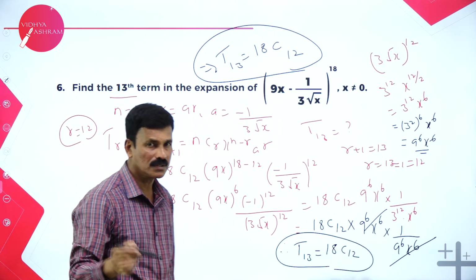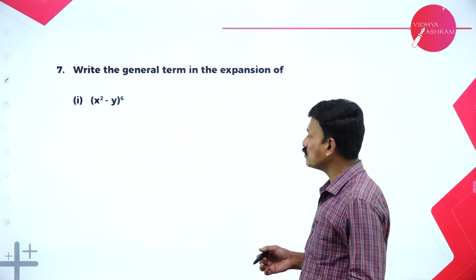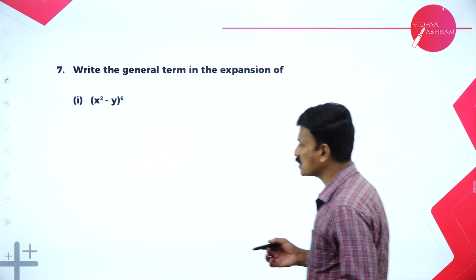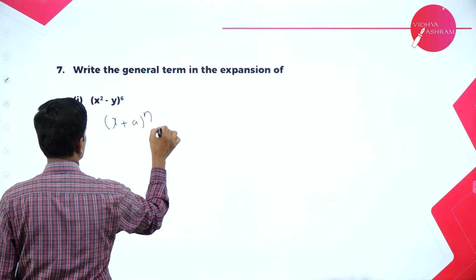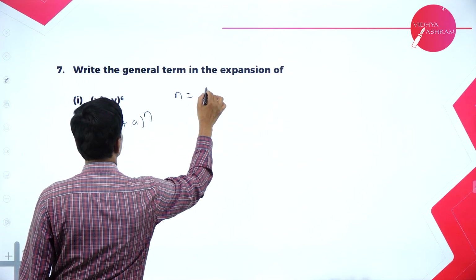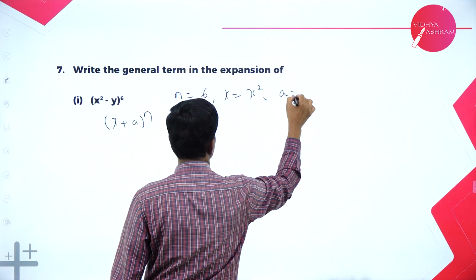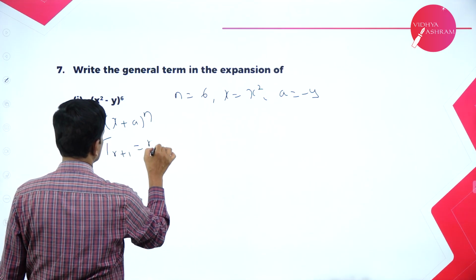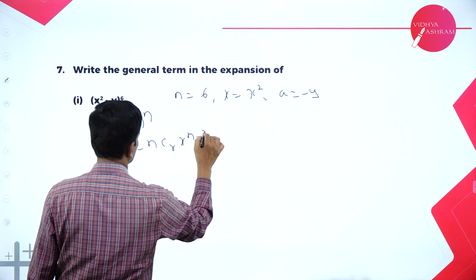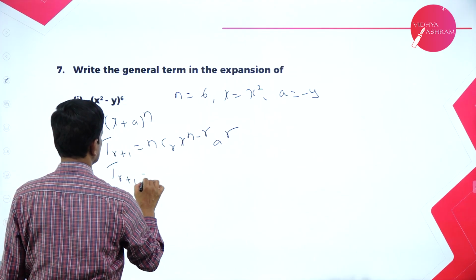Hope you followed. Okay. Now, the next problem is: write the general term in the expansion of (x square minus y) whole to the power of 6. Now, comparing this with (x plus a) to the power of n, what is n? n is 6. x is equal to x square. a is equal to minus y. What is the formula? T(r+1) is equal to nCr x to the power of n minus r, a raised to r.